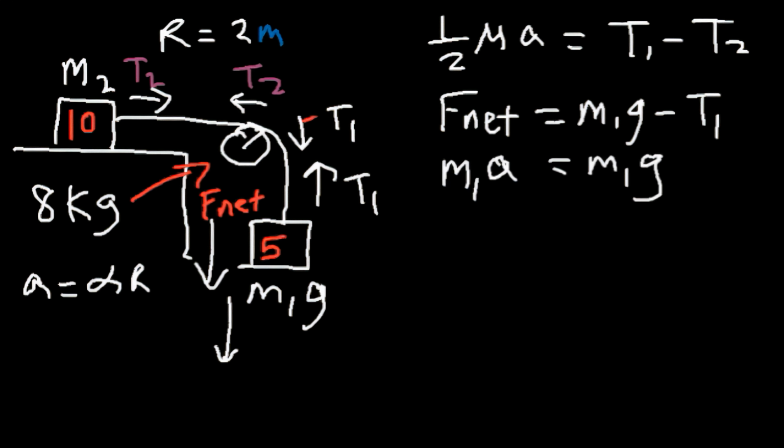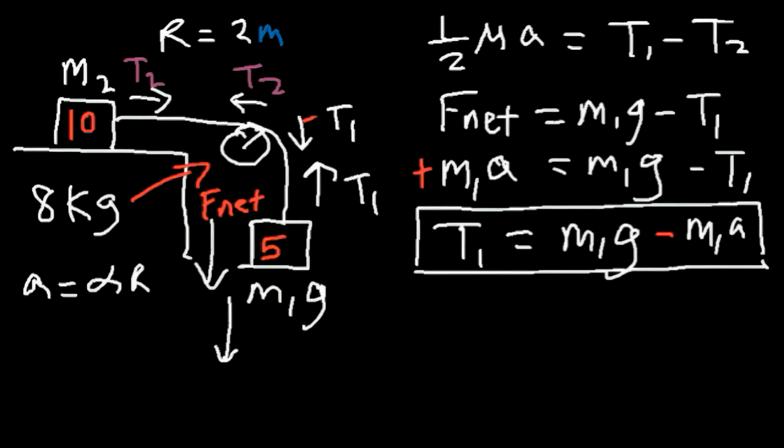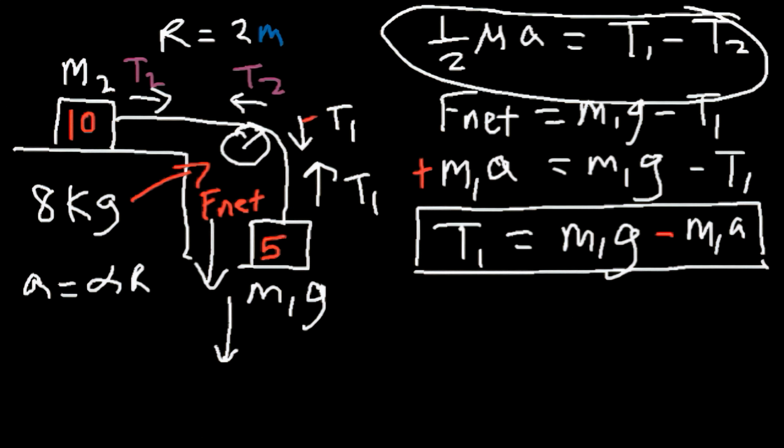So let's solve for T1. T1 is negative on the right side, which means that it's going to be positive on the left side. M1A is positive on the left side, which means that it's going to be negative on the right side. So this is the equation for T1. That's how you can calculate it if you know the acceleration. But we're going to use it later. We're going to plug it into this formula once we get the formula for T2.